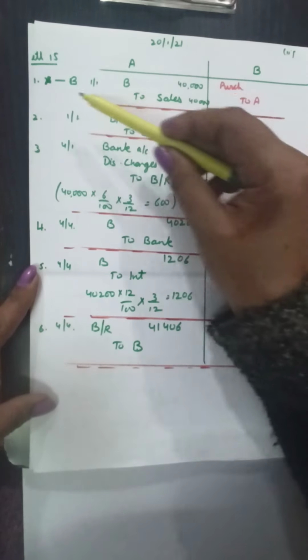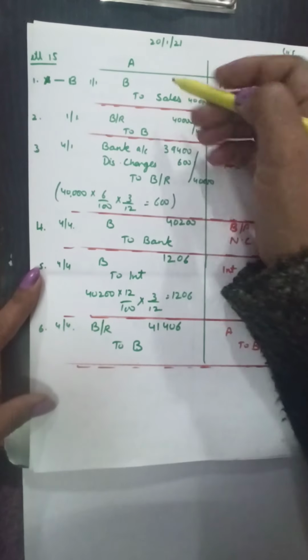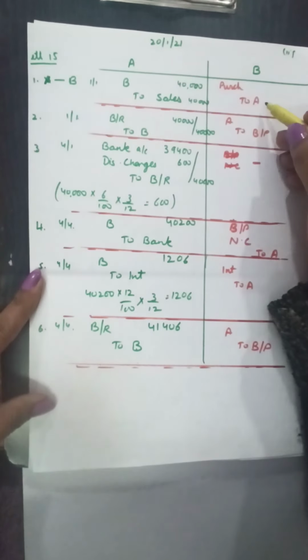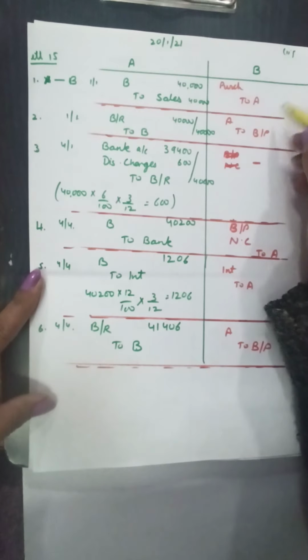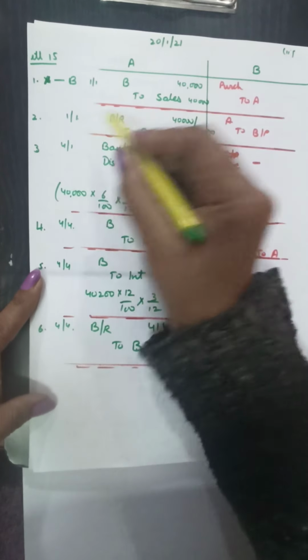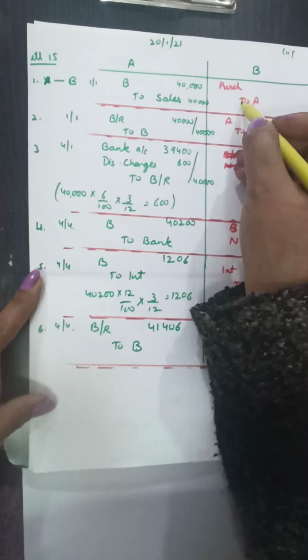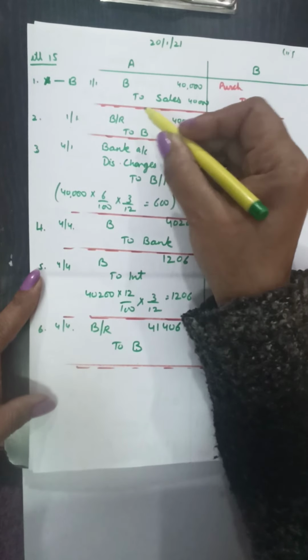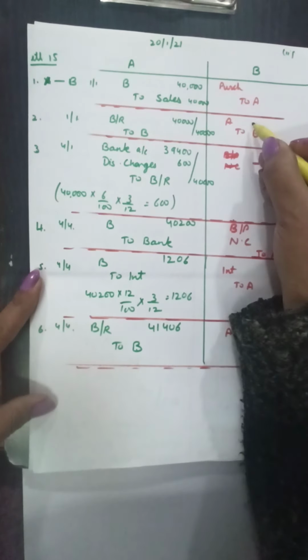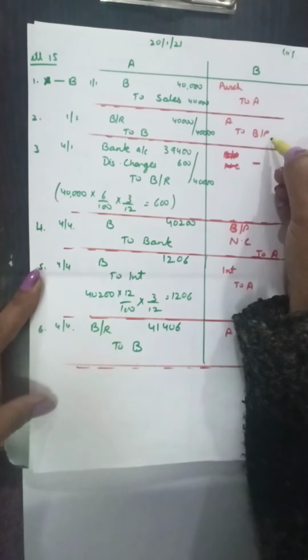So A sells goods to B. This is A selling goods to B. Either B to sales, or here bank purchases to A. Done. Then again on 1st of Jan, a bill is accepted. Acceptance is received in the books of A, BR to B. In the books of B, A to bills payable.